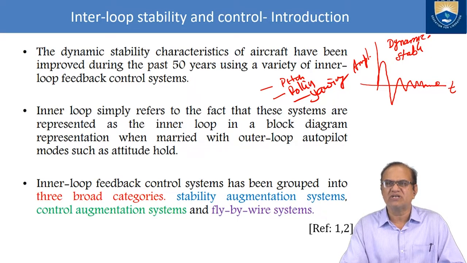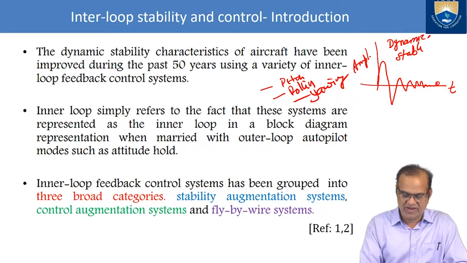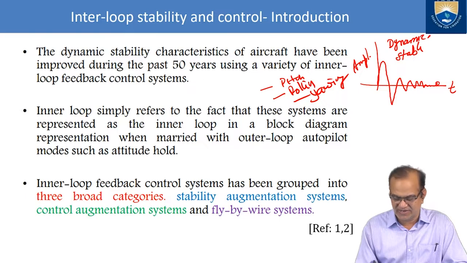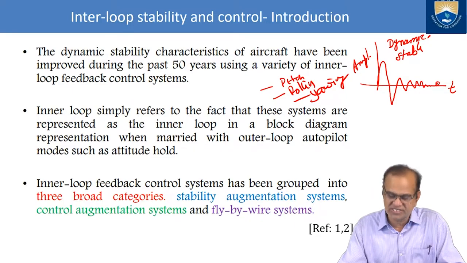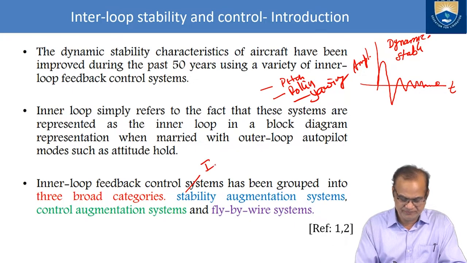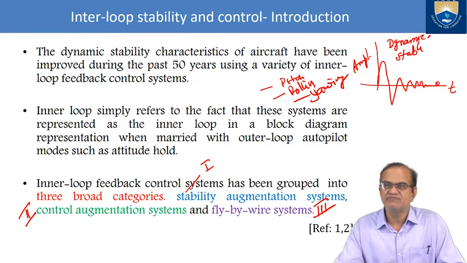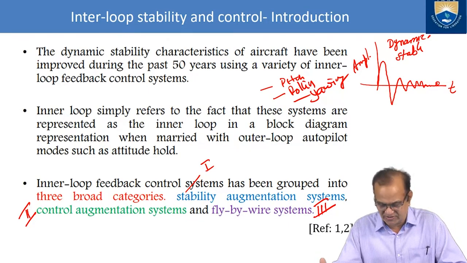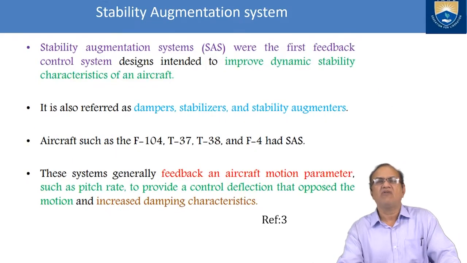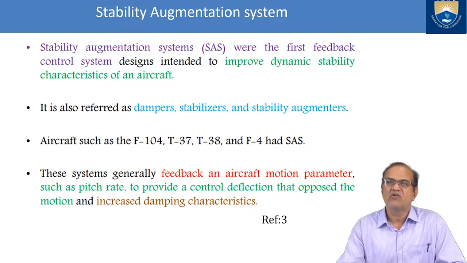Inner loop feedback control systems have been grouped into three broad categories. They are stability augmentation system, SAS, control augmentation system and fly-by-wire system. And all three I am going to discuss. So this is the first, this is our second, and this is our third. These are the three inner loop systems. So stability augmentation, control augmentation and fly-by-wire systems are to be considered. Now I will discuss the stability augmentation system and what that system is.